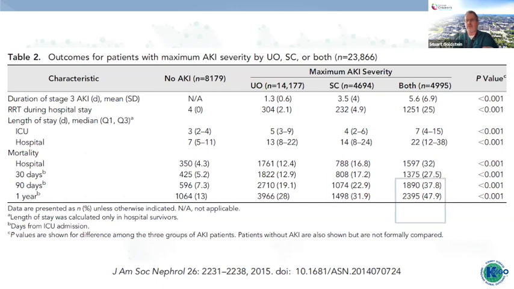And if both, so for instance, if patients had stage 2 AKI by both urine output and serum creatinine criteria, you can see a multiplicative effect and an increase of poor outcomes of mortality along each of these time points. Very important to understand that both urine output and serum creatinine have independent and additive associations with patient mortality.